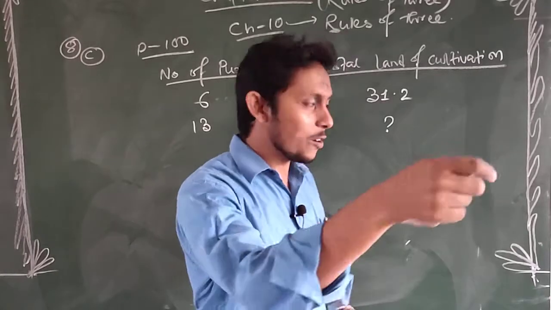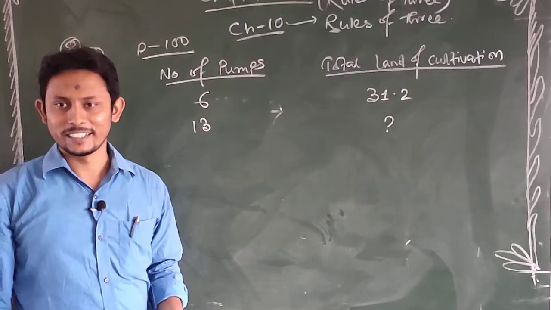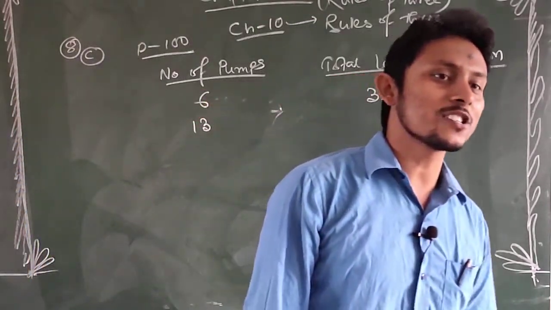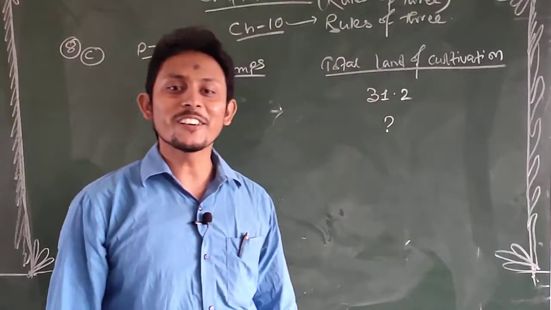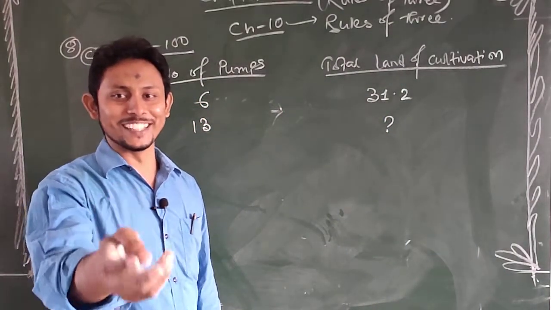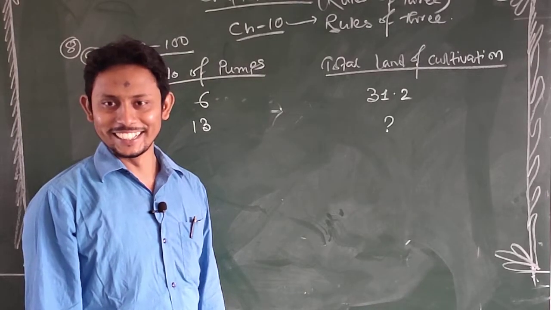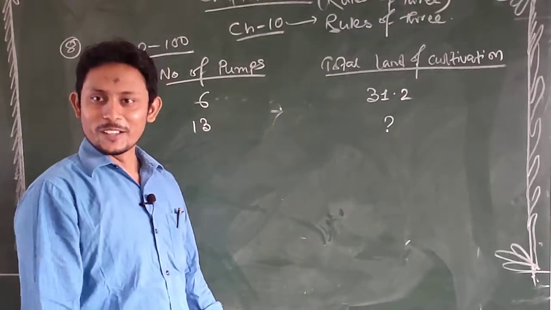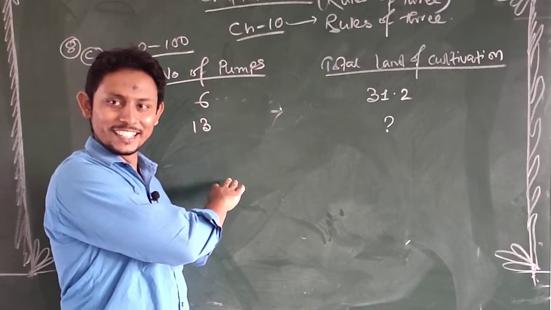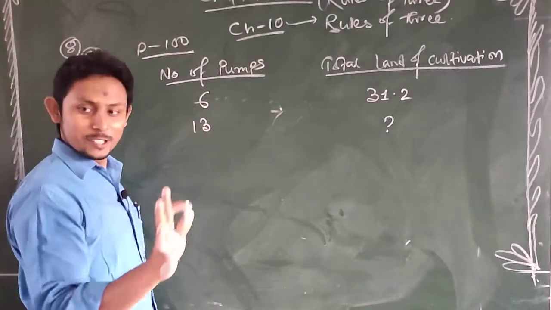Understood? Now here, what is the relation here? Direct relation or inverse relation? Direct or inverse? Noor is looking at the camera only. Noor, are you looking at the camera only? Look at the board. Is the board visible to everyone? Okay, that's fine. So here it is direct proportion.